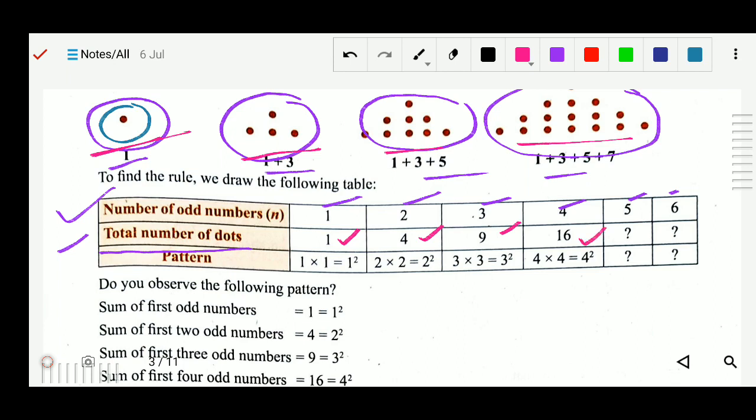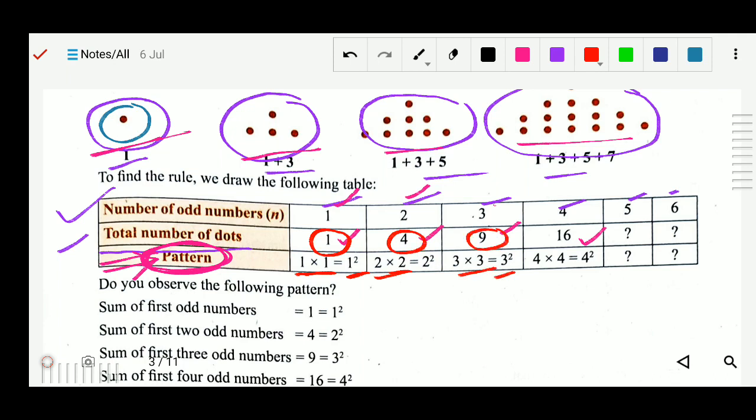So after writing all this, and on this side the number of odd numbers. So here this is the first one, shape 1, shape 2, shape 3, shape 4, 5, like this. This is the sequence of the shapes. So what we can understand, this is your generalized form. Here we will analyze which pattern is followed here. So we can understand, if we multiply 1 into 1, which is 1 square, it means there is 1 dot. Here 2 into 2, so there are 4 dots. Here 3 into 3, 9.